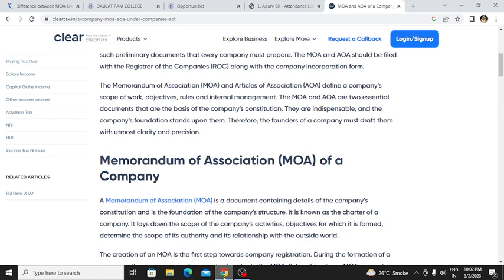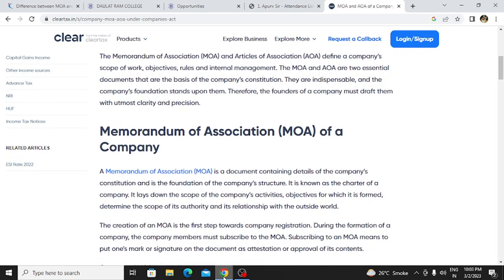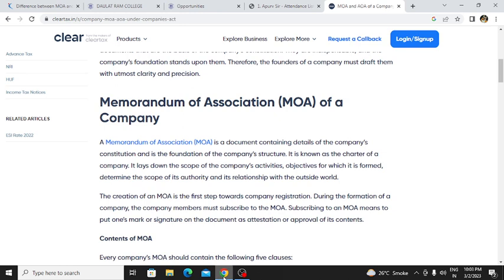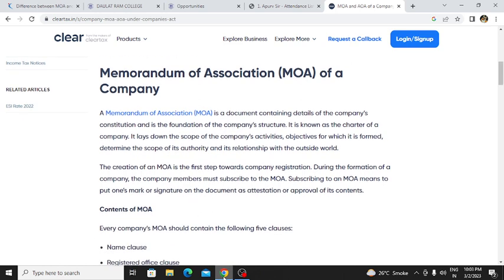They define a company's scope, objective, rules, and internal management. MOA and AOA are two essential documents, the basis of company constitution. Basically MOA is the company constitution and AOA follows that. They are indispensable and the company's foundation stands upon them. So the company stands on the basis of MOA, and AOA basically follows that. Therefore the founder of a company must draft them with utmost clarity and precision. The founder of the company is mandated to prepare these documents, right?